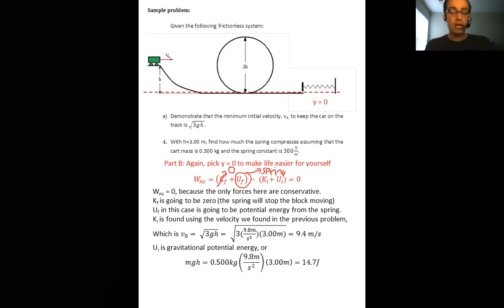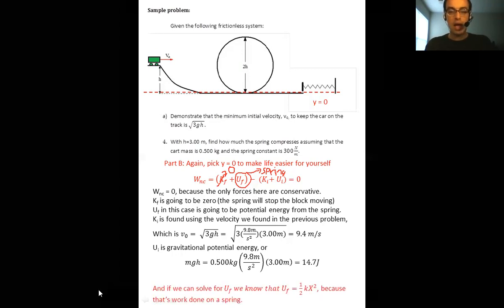So a couple of key things to keep in mind here is that our final kinetic energy is going to be 0 because the cart is brought to a stop. The final potential energy in this system is going to be contained entirely within the spring. There is an initial kinetic energy because this cart is moving at the beginning of the problem. And there is also an initial potential energy because this cart is at some height.